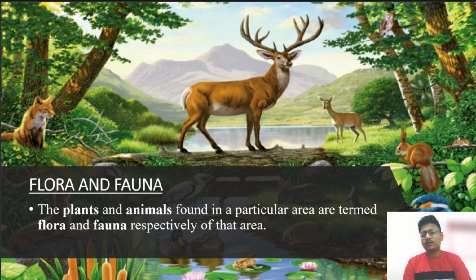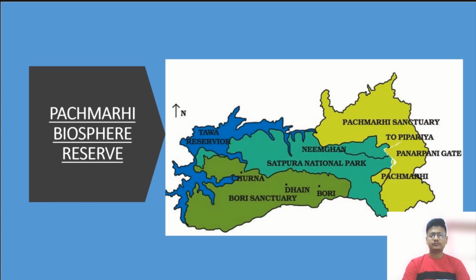I have a few examples of that, like sal, teak, mango, jamun, silver ferns, arjun. These are flora, and chinkara, blue bull, barking deer, cheetal, leopard, wild dog, wolf, etc. are fauna of the Pachmarhi Biosphere Reserve. I told you in the last class about the Pachmarhi Reserve. In that area we can find these things. Now see, are you able to see this Pachmarhi Biosphere Reserve? I showed this picture in the last class also.